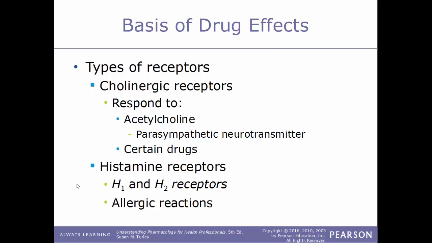Another type of receptor are cholinergic receptors, and these respond to acetylcholine. The name cholinergic comes from part of this neurotransmitter's name, acetylcholine. Acetylcholine is a very important neurotransmitter found in the parasympathetic nervous system. Another kind, histamine receptors, are referenced as H1 and H2 receptors, and these usually respond in allergic reactions.